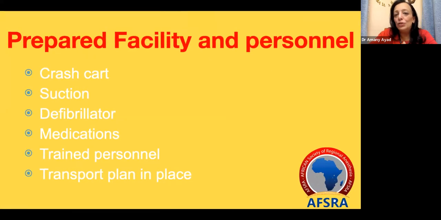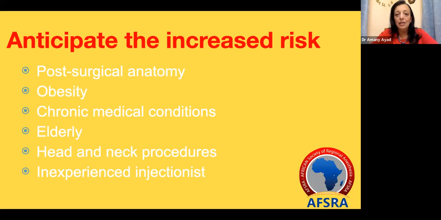What do we call a prepared facility? For any intervention room, you need a crash cart, a suction, defib, medications, trained personnel, and a transport plan in place. I mean, if you're working in a very narrow facility and your patient is prone, if anything happened, it's very difficult to turn him. You should plan how you are going to transport the patient if anything bad happens.